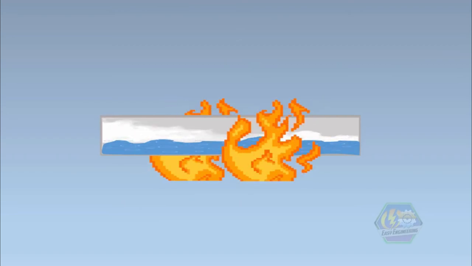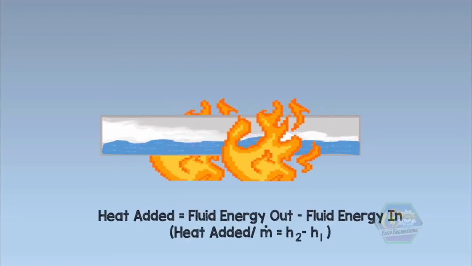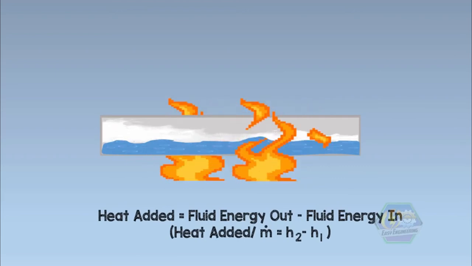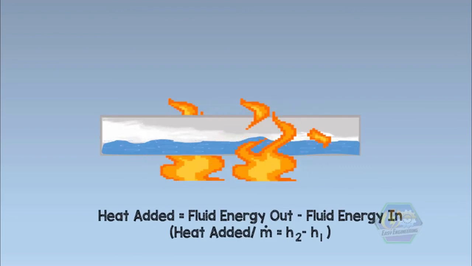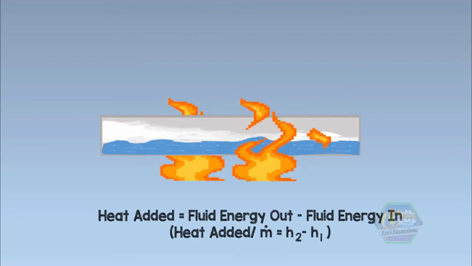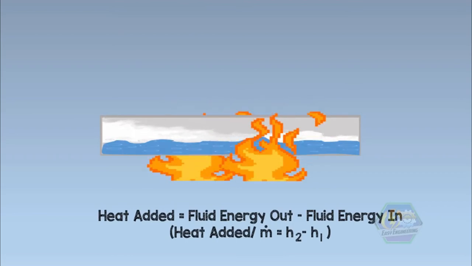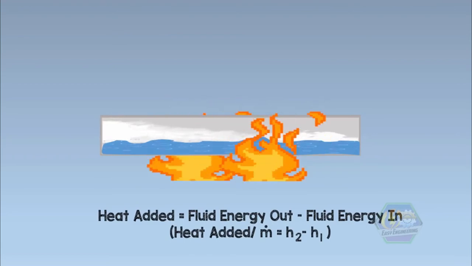And we can solve the heat addition by using the formula: heat added equals fluid energy out minus fluid energy in, or enthalpy out minus enthalpy in for the boiler. Note that this equation is formed by using a mass and energy rate balance for a control volume at steady state, neglecting pressure drop. So those are the important things that we should remember in understanding the boiler process.